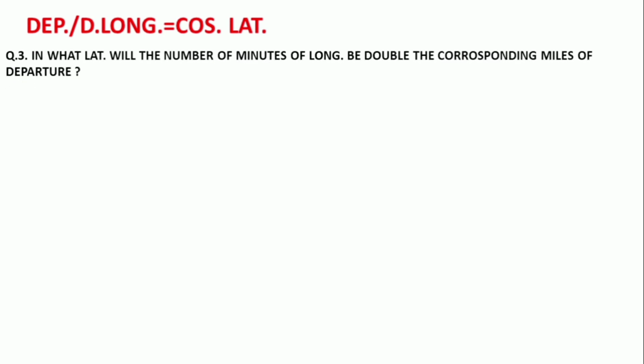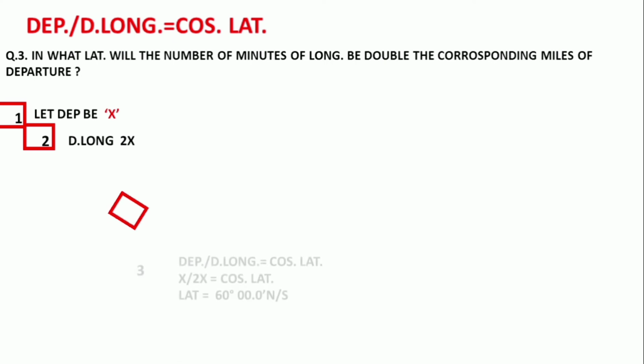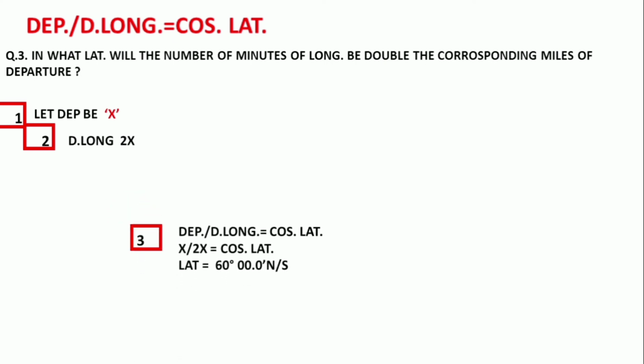He says, in what latitude will the number of minutes of longitude be double the corresponding miles in departure? So let us consider departure to be x and the D.LONG has to be 2x. So what is my latitude? 60 degrees north or south.